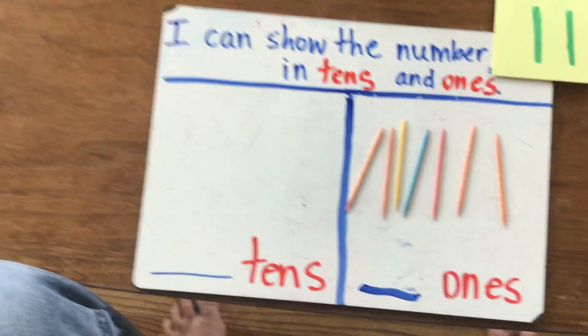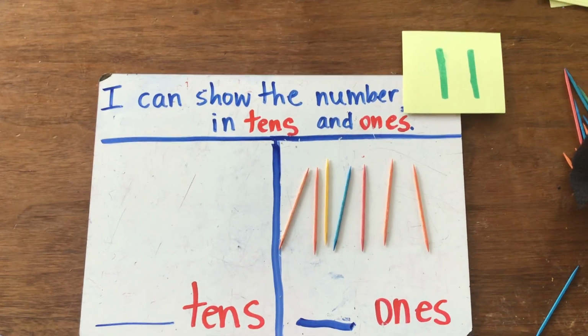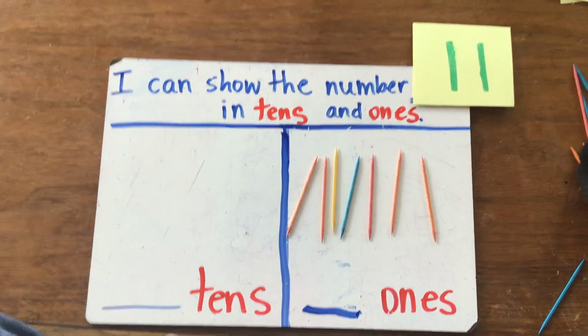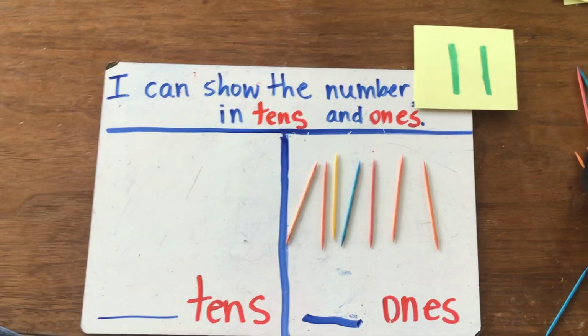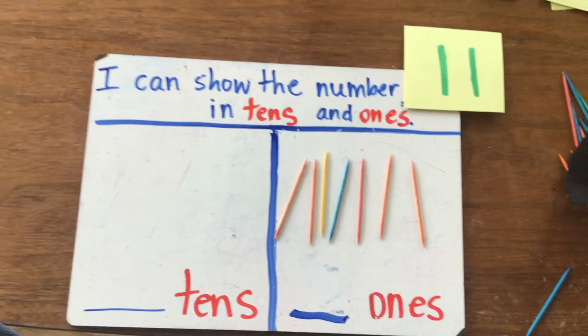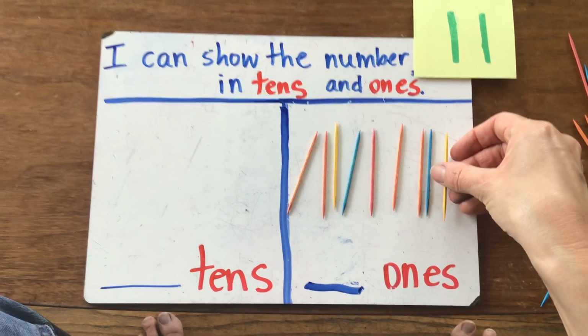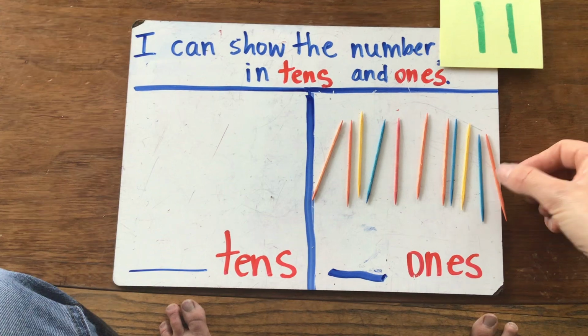Ooh, I noticed something about our next number. There are 2 digits there. There's a 1 and a 1. I can show the number 11 in tens and ones. Friends, how many ones do we already have? We already have 7, so let's count up to 11. 7, 8, 9, 10, 11.